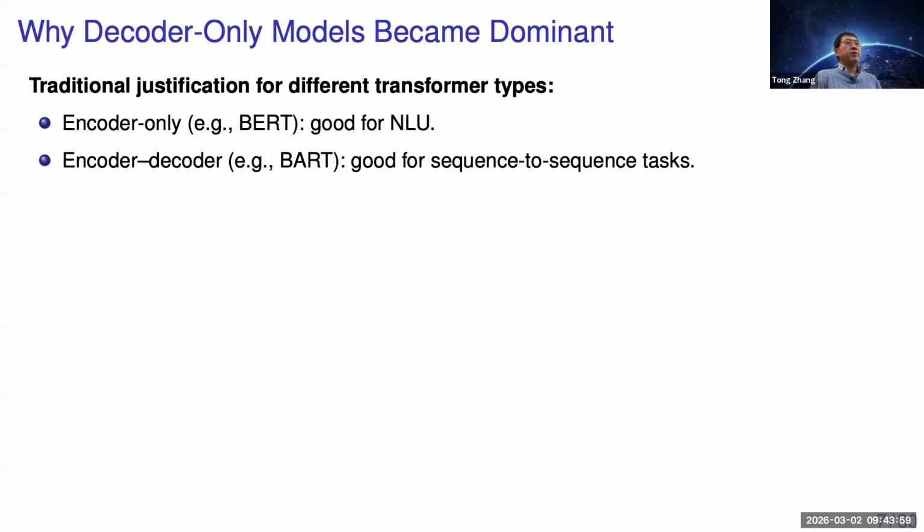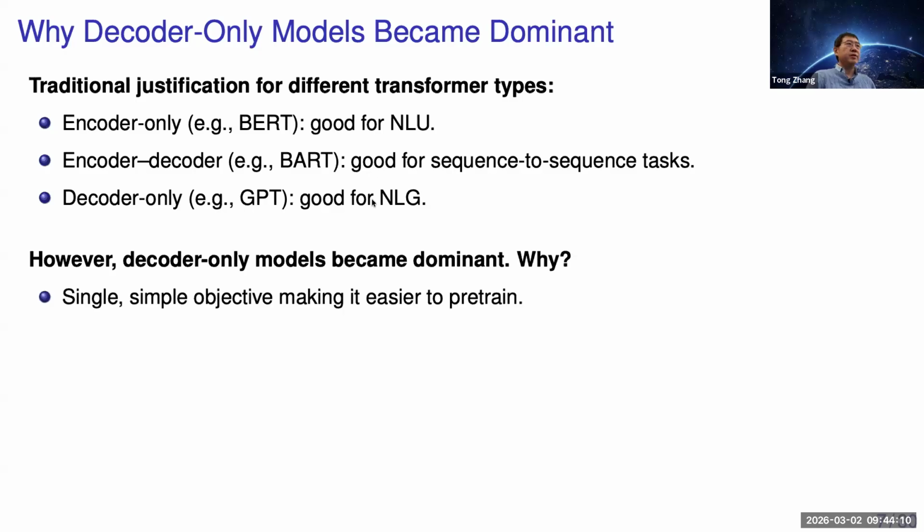Encoder-decoder is good for sequence-to-sequence tasks like translation, right? And GPT is good for natural language generation. So this is traditional, but now everything is coming to the decoder. Of course, why is that? Because the main key idea is that it's easy to train.